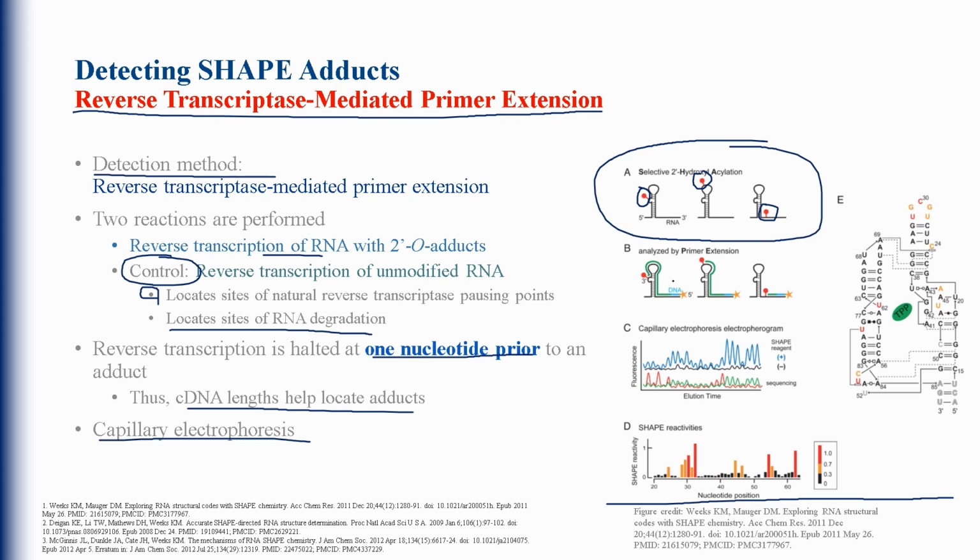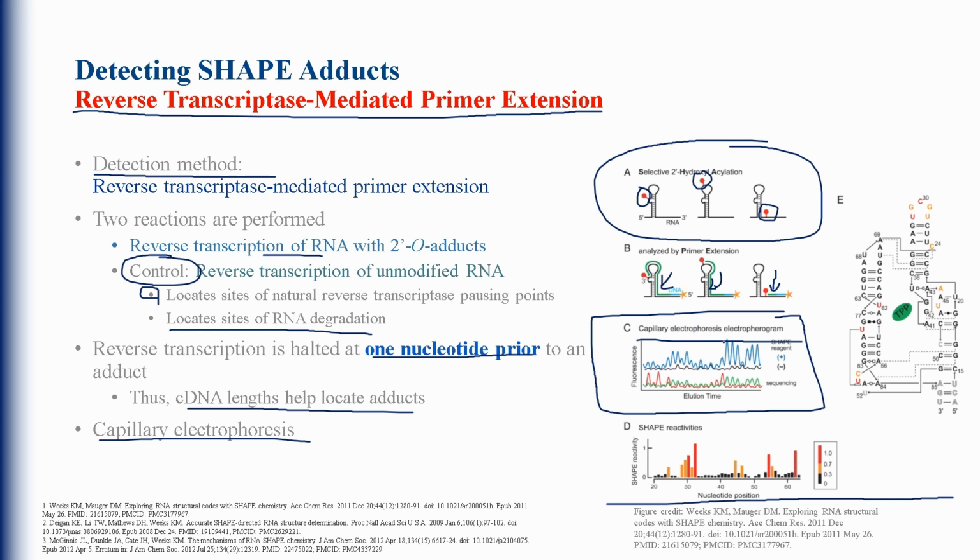We then do reverse transcription. So in green, you can see the reverse transcribed cDNA. And then that reverse transcribed cDNA will stop one nucleotide prior to a 2' oxygen adduct. And so by this, we can locate the exact location of those 2' oxygen adducts. A capillary electrophoresis electropherogram is typically the graph that you're going to get in a capillary electrophoresis SHAPE. Now, some people do SHAPE by other means, using other ways.